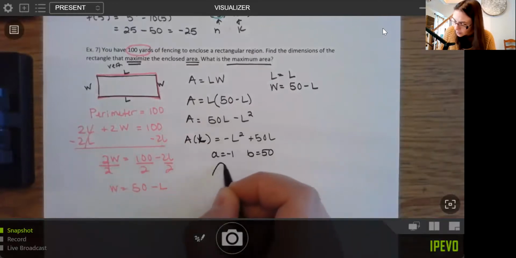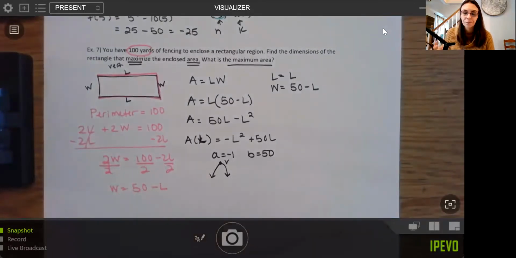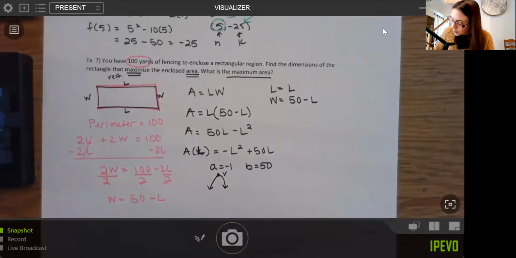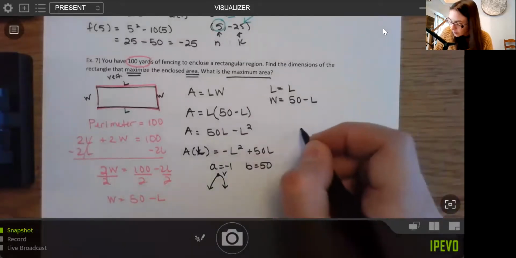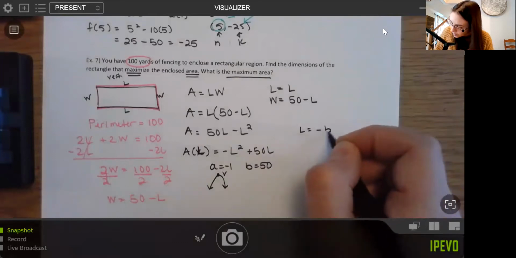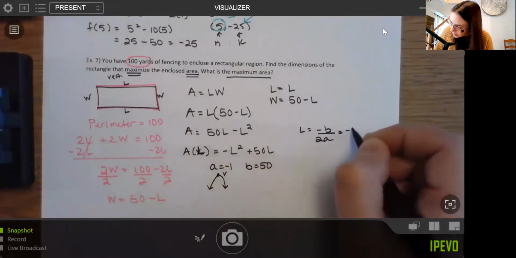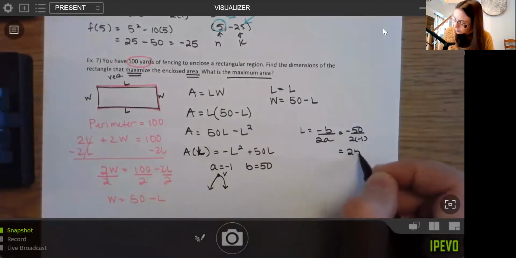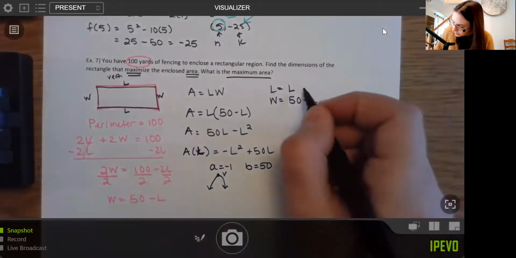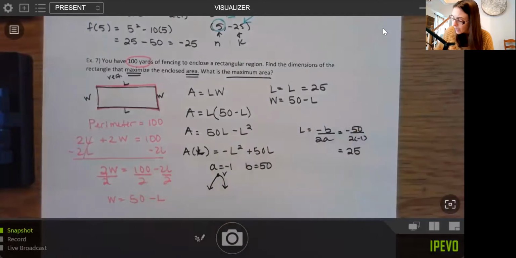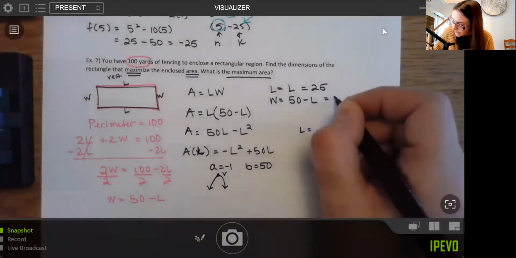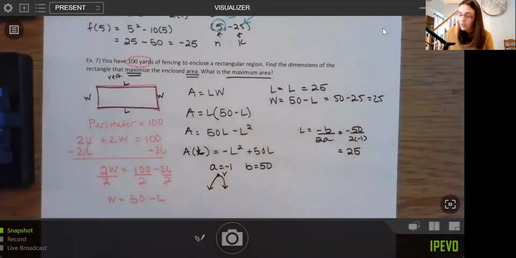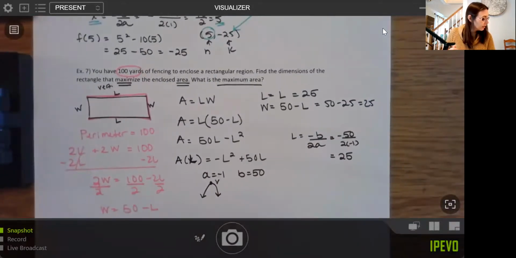Because it's negative, I know my graph is going to look something like this. So that vertex is going to be at that maximum point here. So I'm looking for my vertex and we're not using X, we're using L here. So L would be negative B over 2A. So negative 50 over 2 times -1. That's going to give me positive 25. And then my width here would be 50 minus 25, which is also 25. So we actually end up with a square, it looks like, instead of our two values.